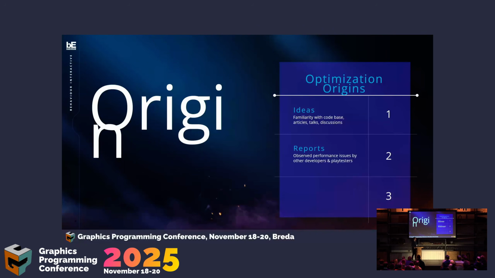The next one is reports. You might get various performance issue reports from QA, other developers, and playtesters. And the last source is profiling, which is manual and takes the most amount of effort.